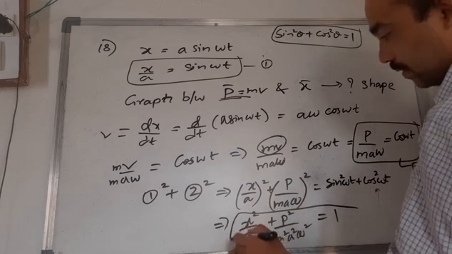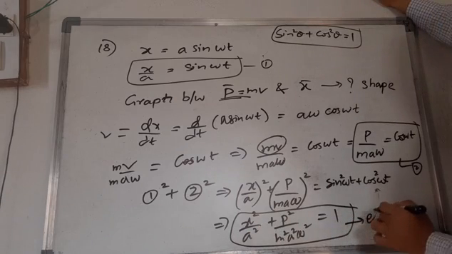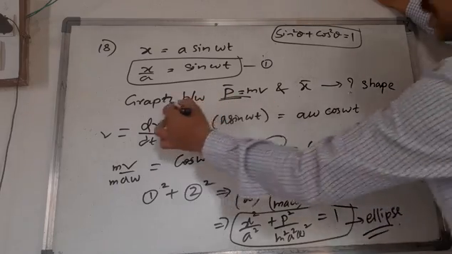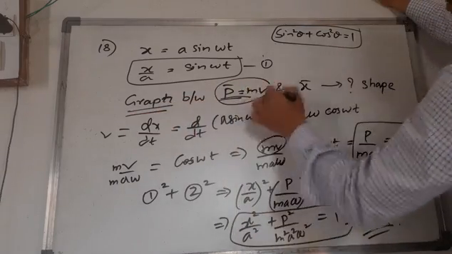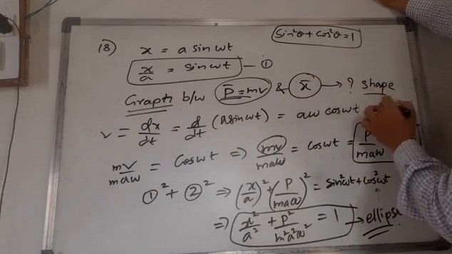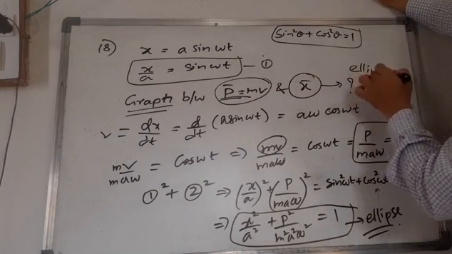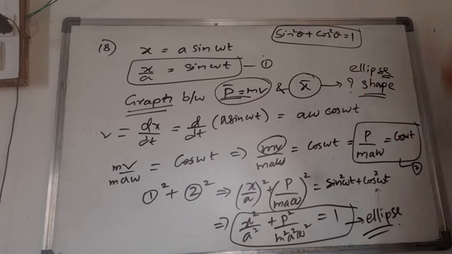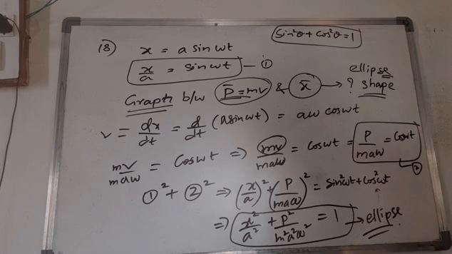This is the equation of an ellipse. So the graph between momentum and displacement is in which shape? It is in the shape of an ellipse. Like this we have to find. Okay. Next.